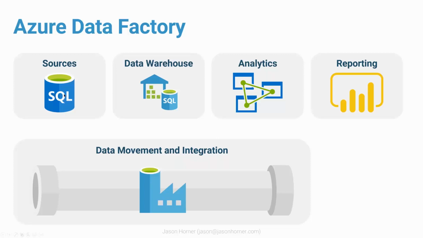It moves data from a source to a sink, so it could move data from a variety of source systems. I think there's over 80 or 90 different connectors to different data sources. We'll walk through some of those today, into a data warehouse or into an ODS or staging layer. You can then schedule refreshes on your Azure Analysis Services tabular models, and then obviously that data could be exposed for Power BI, which we're not going to be talking about today. So primarily, it's about moving and integrating data.